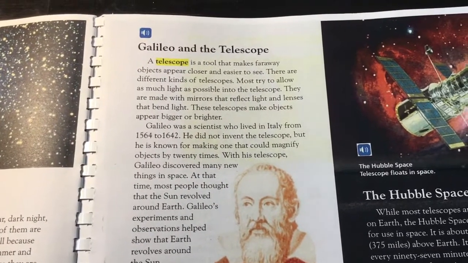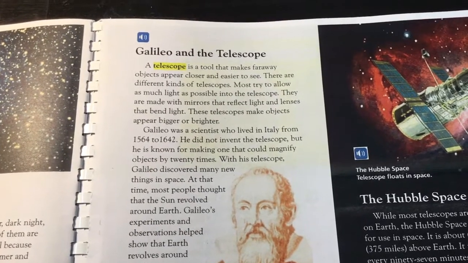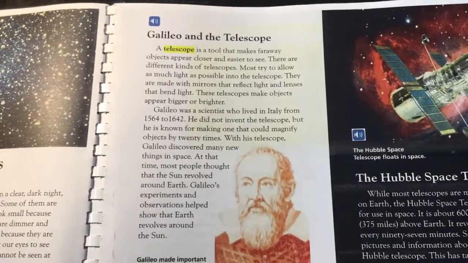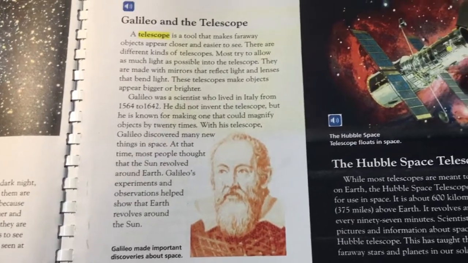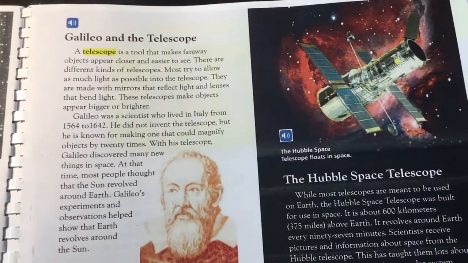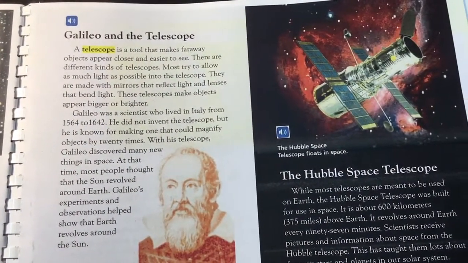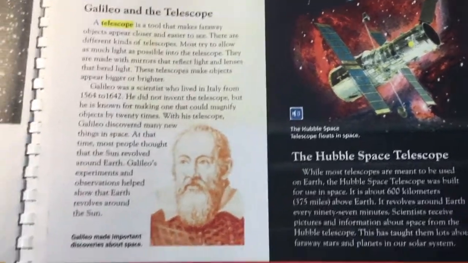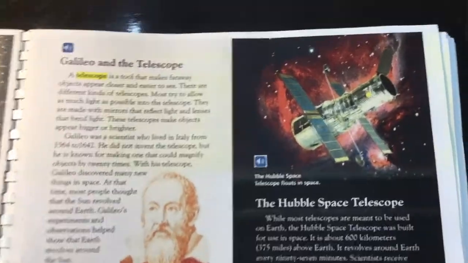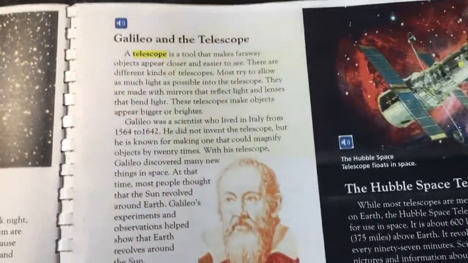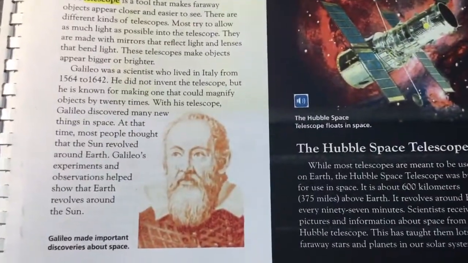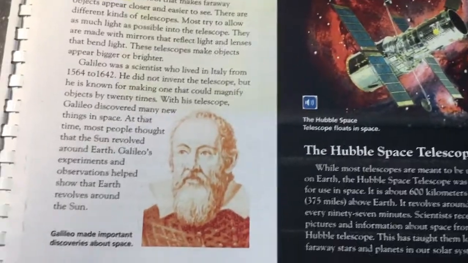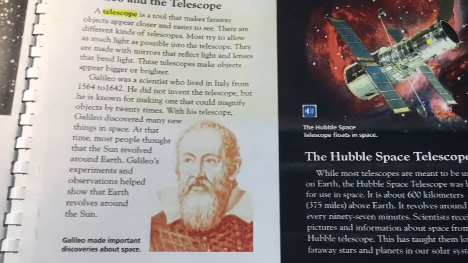There are different kinds of telescopes. Most try to allow as much light as possible into the telescope. They are made with mirrors that reflect light and lenses that bend light. These telescopes make objects appear bigger and brighter.